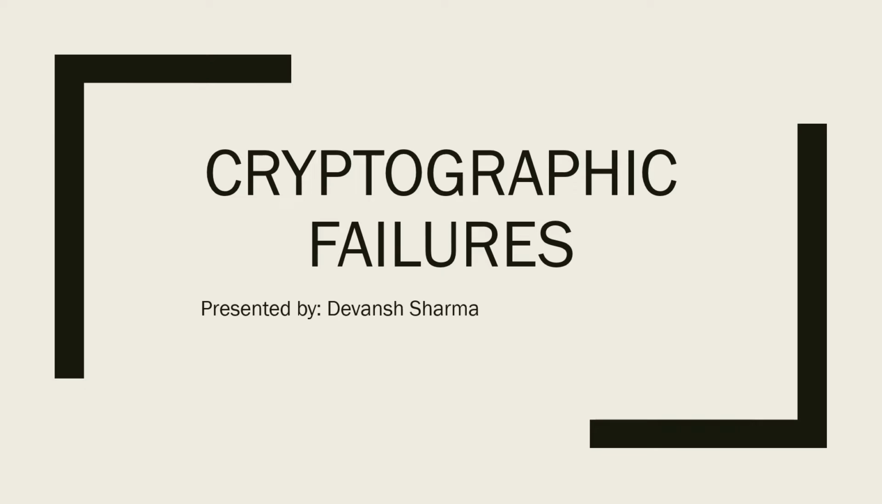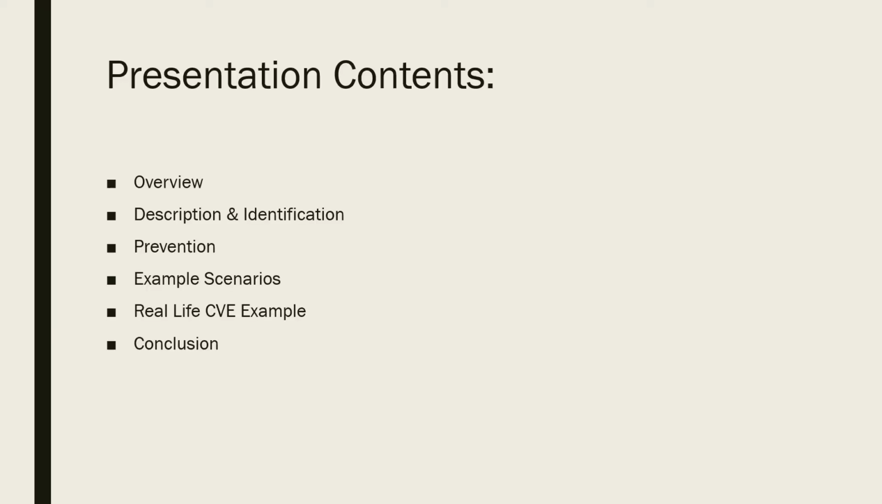Today I will be talking about cryptographic failures as a software weakness. Before we move on, let's have a look at what the contents of the presentation will be like. First, we'll have an overview of the topic, then we'll get into the description and the identification of the problem. Then we'll look at the preventions that are possible for it. Then some example scenarios. Then I will talk about a real life example of this issue, and then conclude.